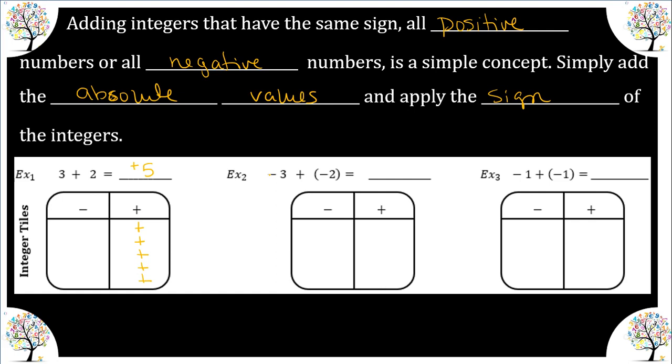In our second example, we have 3 negatives. So we have 1, 2, 3 negative integer tiles, and we're going to add 2 more, and we have 5 negatives. So adding integers is like adding things together, like apples. We have 3 apples, and we'll add 2 more. We still have apples. So when we add negatives, we still have negatives. Example number 3, -1 plus 1 more negative gives us a total of 2 negatives. So adding integers, you simply add the values and apply the sign.